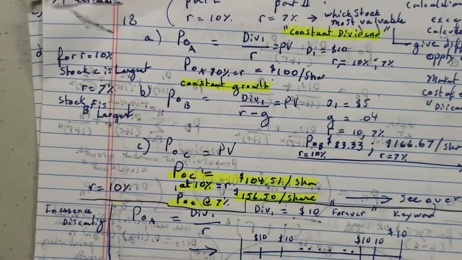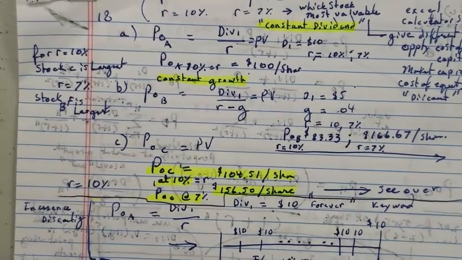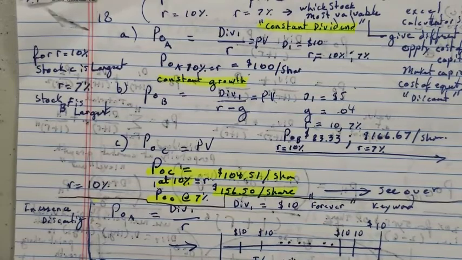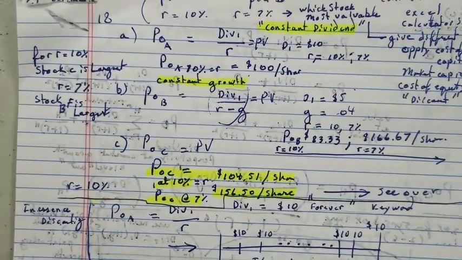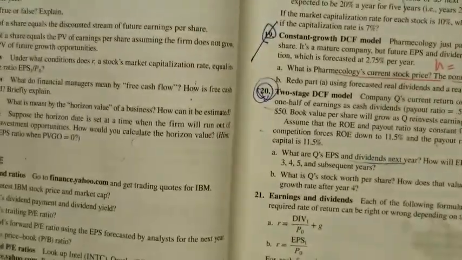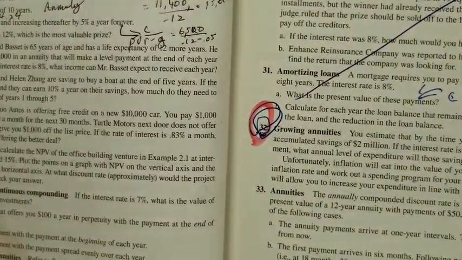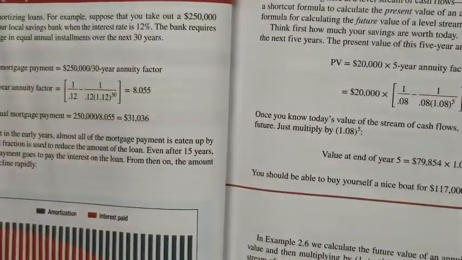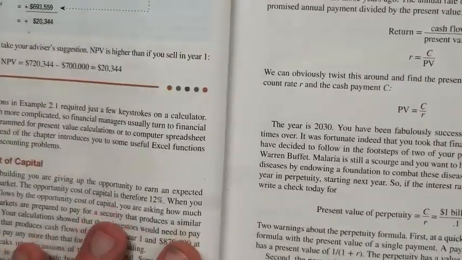Okay. So with that said, ladies and gentlemen, the second one is the Gordon growth model. And again, this is a constant growth perpetuity, just like back in chapter 2. If we look back in chapter 2, there is a table, page 27, by the way. We've got delayed perpetuity on page 28. This one right here.